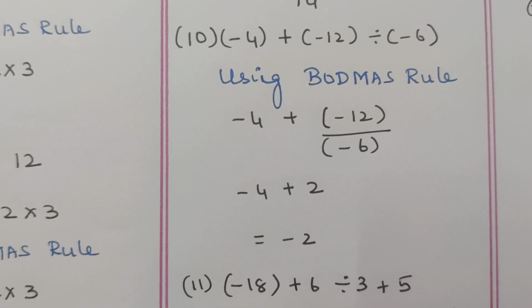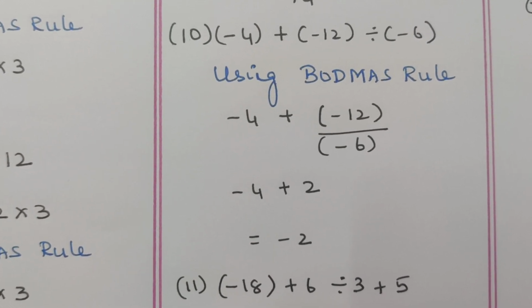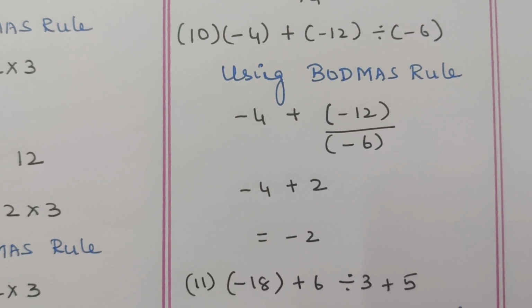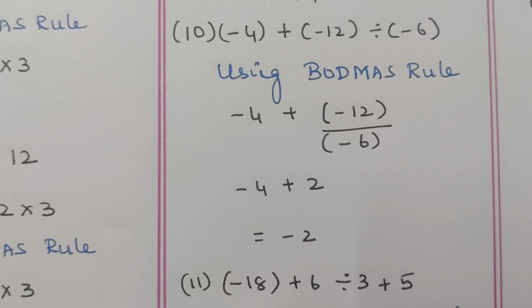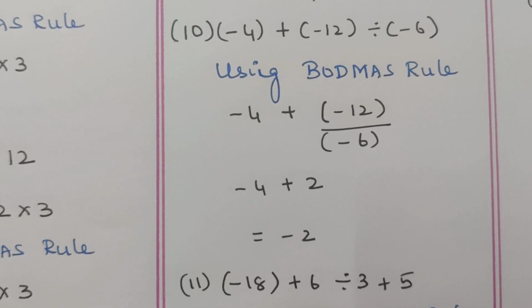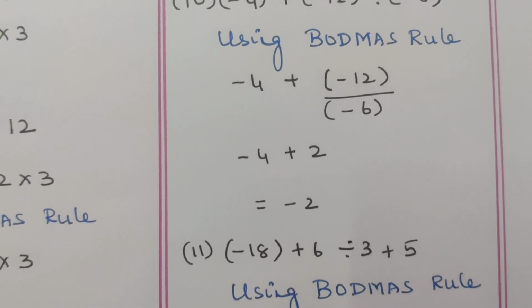Let's move on to the 10th sum, which says minus 4 plus 12 divided by minus 6. Using the BODMAS rule, I can write the expression as minus 4 plus 12 divided by minus 6. Since there is a negative sign in both the numerator and the denominator, the answer becomes positive, and hence we get the expression minus 4 plus 2, that is equal to minus 2.